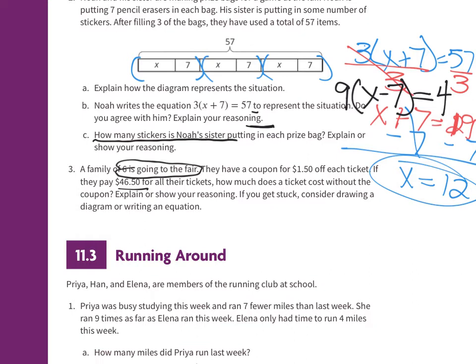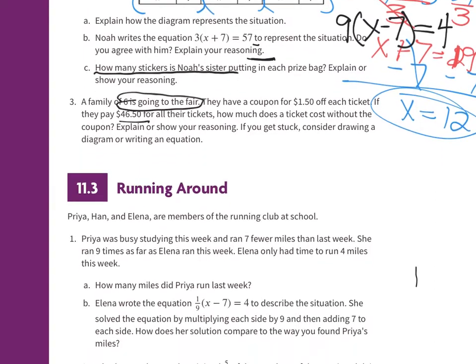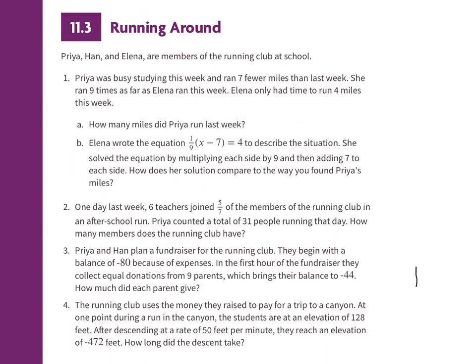All right, so Priya, Han, and Elena are members of the running club at school. Priya was busy studying this week and ran 7 fewer miles than last week. She ran 9 times as far as Elena this week. Elena only had time to run 4 miles this week. So it says she ran 9 times farther than Elena. Okay, so Elena only had 4 miles to run.